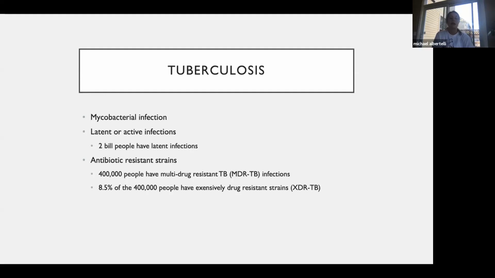They estimated that 400,000 people had multi-drug resistant TB, which means that they are resistant to the first line of drugs, which is just oral antibiotics. And then 8.5% of those 400,000 people have extensively drug-resistant strains, meaning they are resistant to the injectable forms of antibiotics, which are stronger and have greater effects. So basically it doesn't work on them.